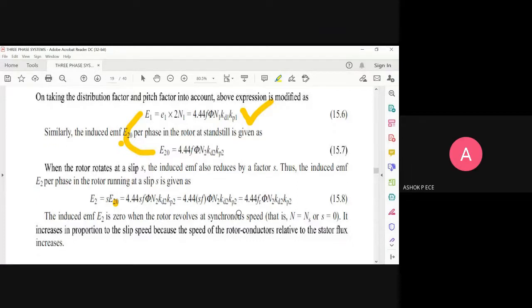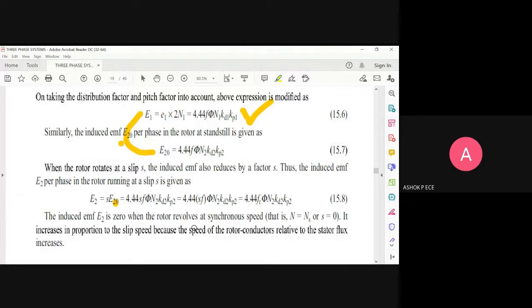Even the frequency will also be reduced. Since your rotor is rotating at a lesser speed than your rotating magnetic field, all the parameters in the rotor will be lagging behind by the same factor S. S is called your slip. So when the motor is running at synchronous speed, slip will be 0, so the induced EMF will also be 0. When the motor is running at a speed less than the synchronous speed, you will have the EMF proportional to S. S is the slip of your induction motor.